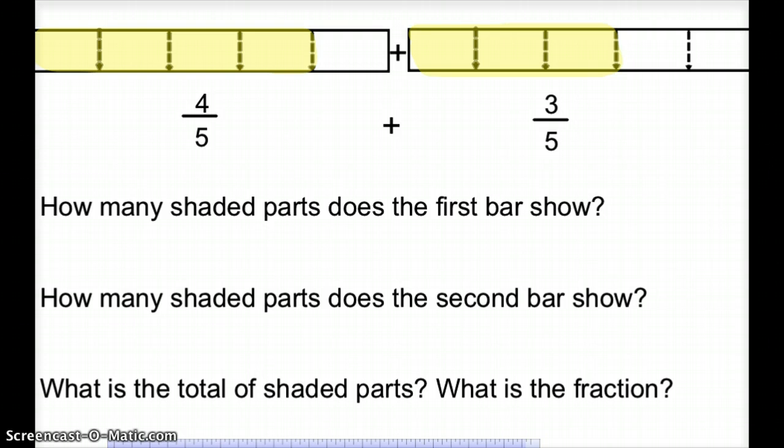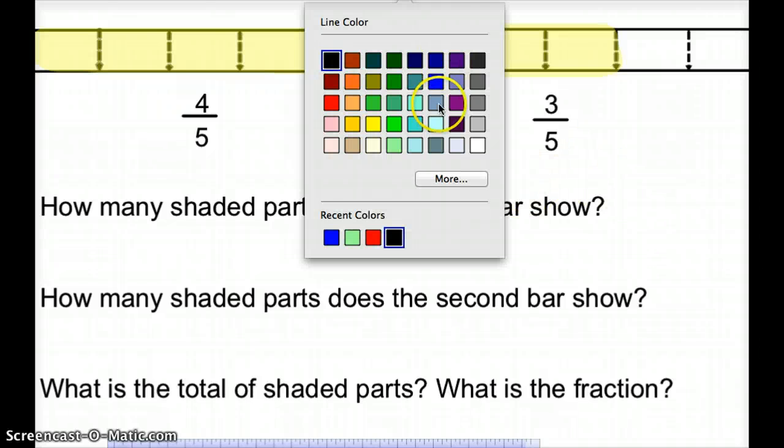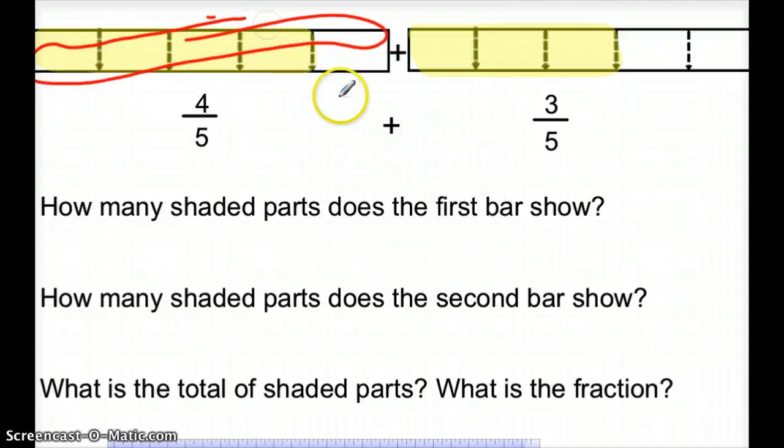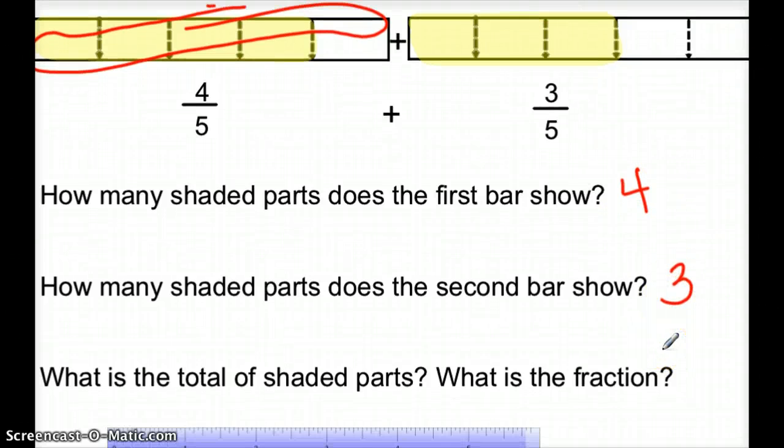Alright, next we're going to look at two fraction bars. So I have one fraction bar that shows 4/5, and I have another fraction bar that shows 3/5. So how many shaded parts does the first bar show? So just this first bar shows 4 shaded parts. How many does the second bar show? That shows 3 shaded parts. So what is the total shaded parts? 7. What's the fraction? So if they are fifths, we know 4/5 plus 3/5 equals 7/5. So my fraction is 7/5.